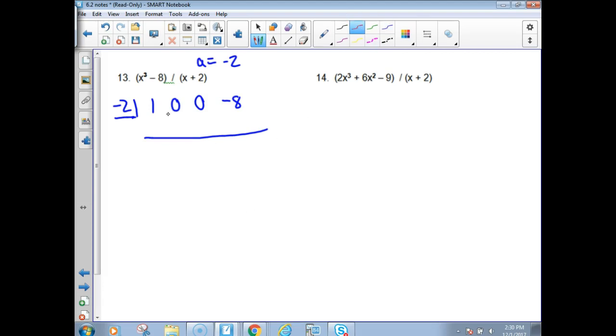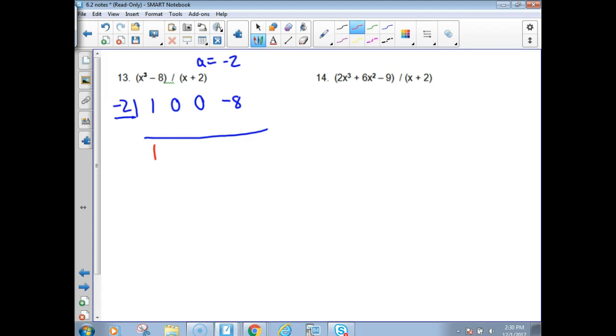Okay, now think about this. Any degree it has, how many terms will you have in coefficients? One more than the highest power of what you're dividing into. So there should be 4 things if it's a cubic. If there's a 4th power, it should be 5. All right, drop down the 1 and start the process.